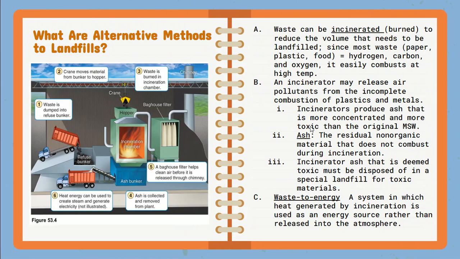In that incinerator, it's going to release air pollutants because that is a form of incomplete combustion, especially with plastics and metals. The incinerator will produce most likely ash that's going to be concentrated and may even be toxic as well. So that ash is actually going to have to wind up probably being disposed of in a more specialized landfill specifically for toxic materials. And then another form of incineration is known as waste to energy. This is a system where the heat generated by the incineration is actually used as the energy source for the building itself.